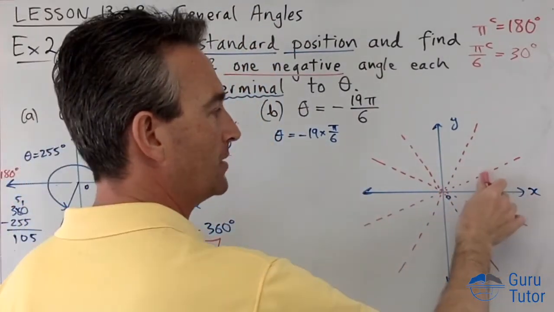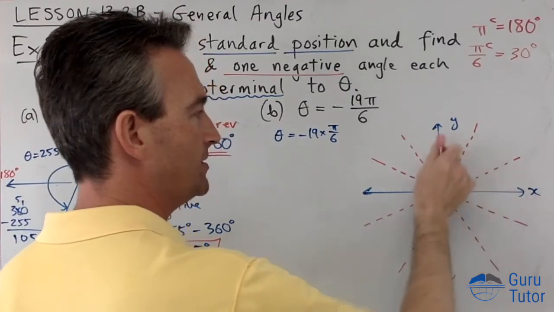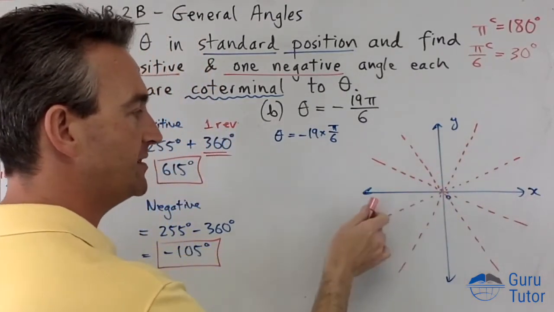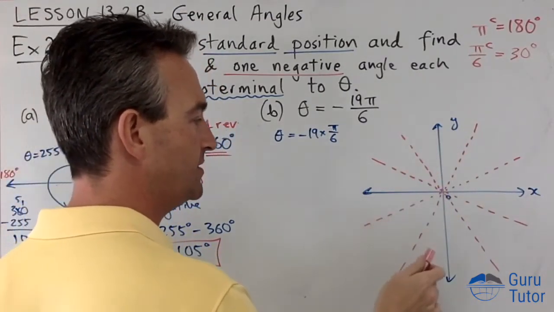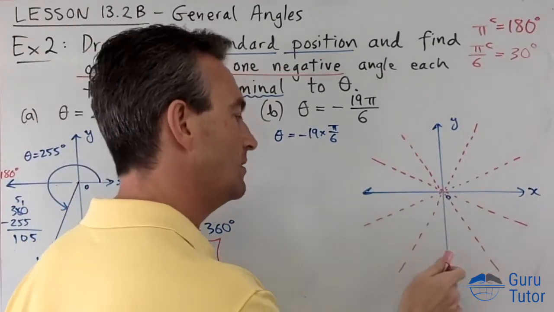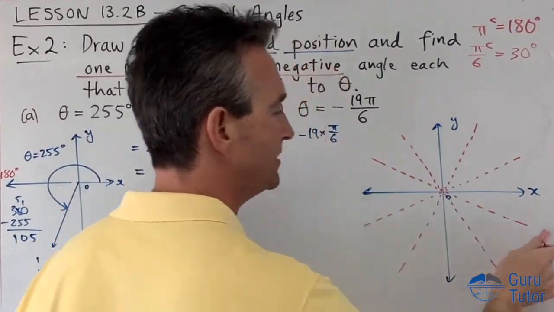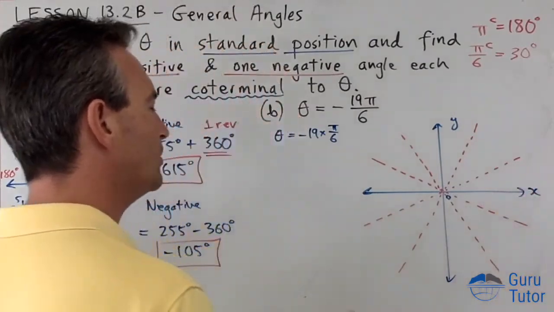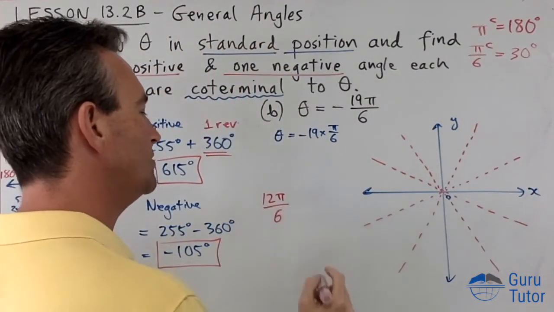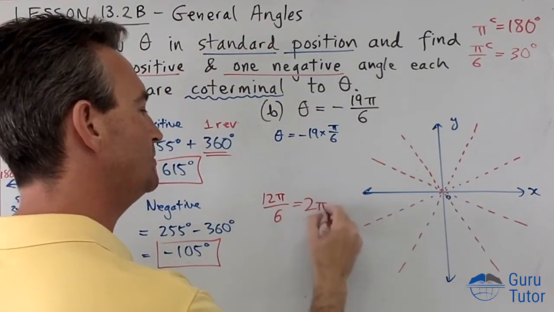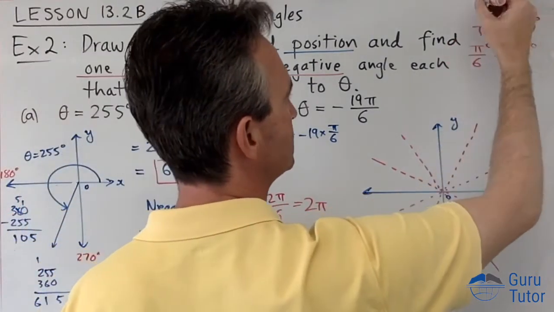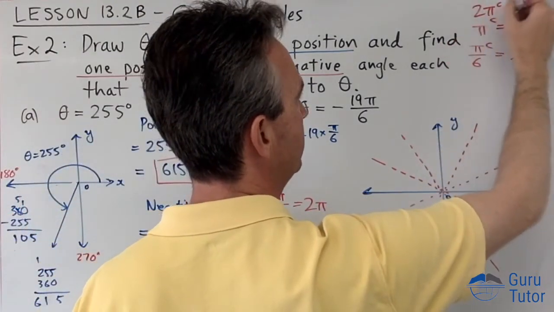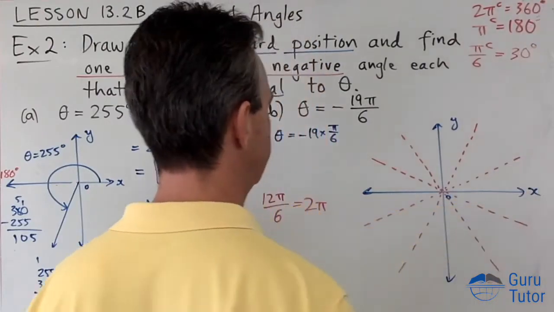So we've got pi on 6, 2 pi on 6, 3 pi on 6, 4 pi on 6, 5 pi on 6, 6 pi on 6, 7 pi on 6, 8 pi on 6, 9 pi on 6, 10 pi on 6, 11 pi on 6, 12 pi on 6. So one full revolution is 12 pi on 6, which is 2 pi, which makes sense. Multiplying by 2 pi is 360. This agrees, okay? So there we go.